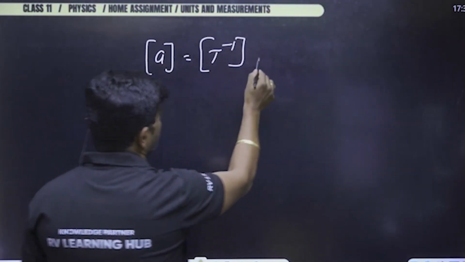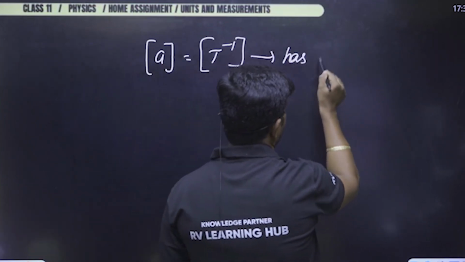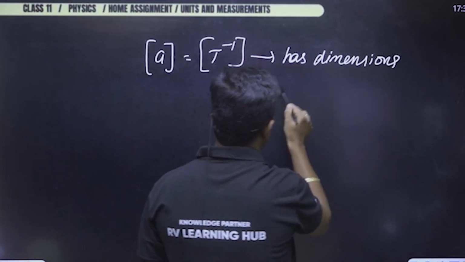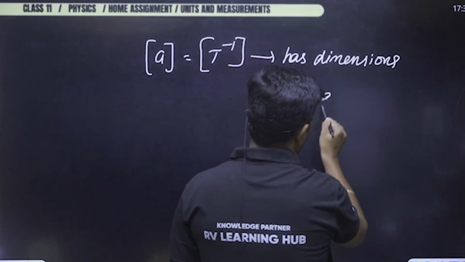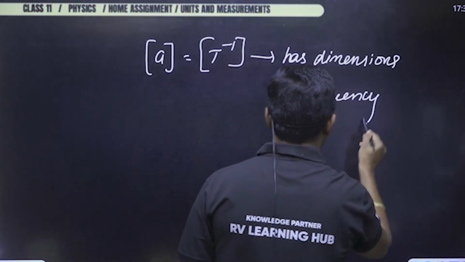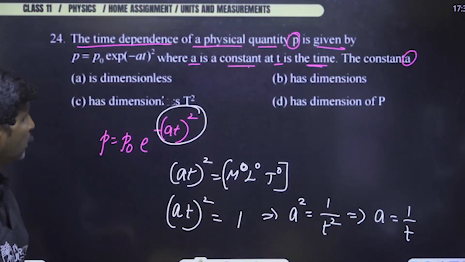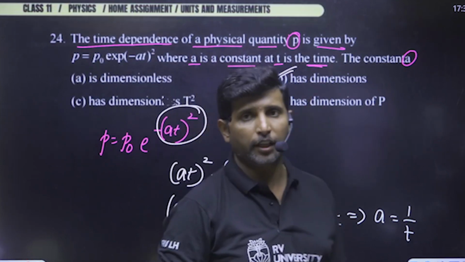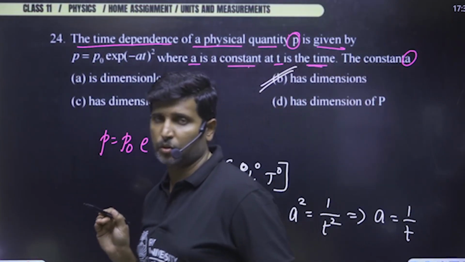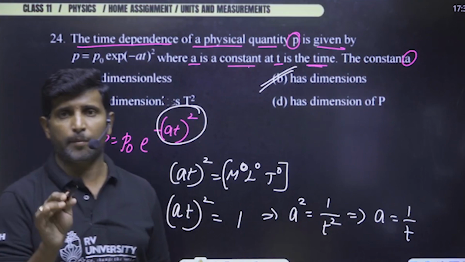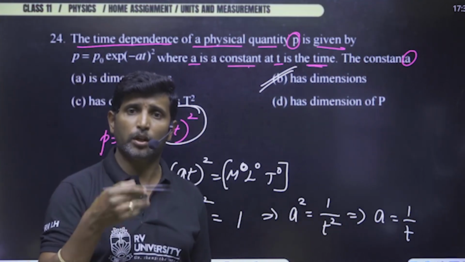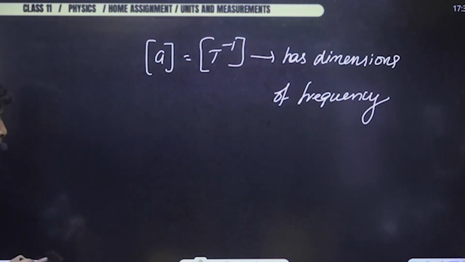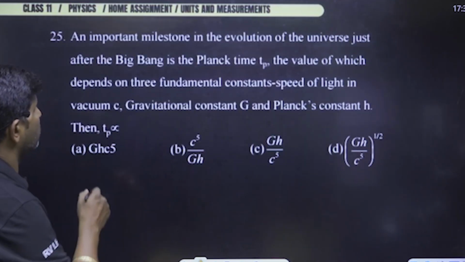That means it has the dimensions of frequency. So like that we have to think and we have to analyze here. The option is given as has dimensions. The constant A has the dimensions, but what is that? It is equal to the dimensions of the frequency. So like that we have to think and we have to analyze. So let us go to the next question, what they are saying to us.